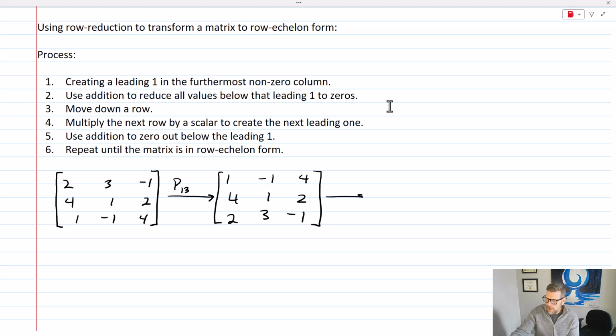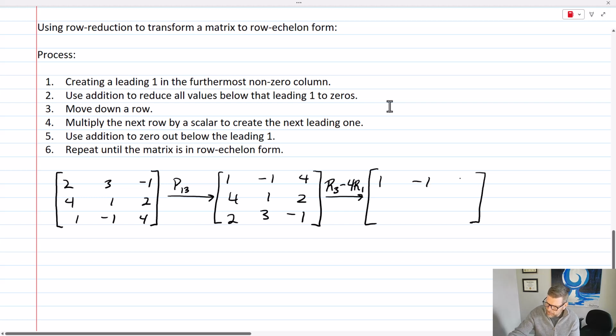Now I'm going to use row operations, addition specifically, in order to zero out the rows below. And that 1's going to come in very handy. Because what's going to happen is we're going to first start with row 3 minus 4 times row 1, which is what we did before when we did addition. Okay, so this gives me 1, negative 1, 4 at the top. And now I'll just use a little scratch area: 4, 1, 2, and this will be negative 4 times 1, negative 1, 4.